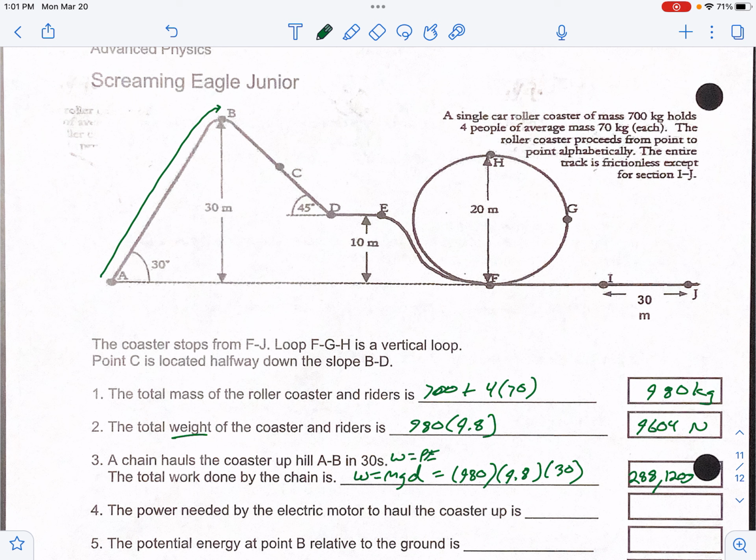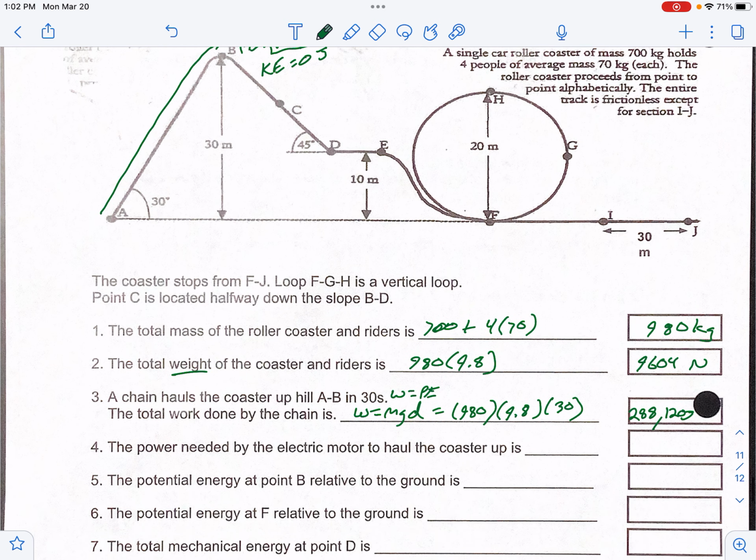So at point B, you just figured out that the potential energy was 288,120 joules, which, since I'm not going down yet, means I'm not going to have a velocity at point B. That means kinetic energy equals 0 at point B, which means that potential energy is equal to my mechanical energy. So now you know the total energy throughout the entire roller coaster. You can always use that to help you if you need it.